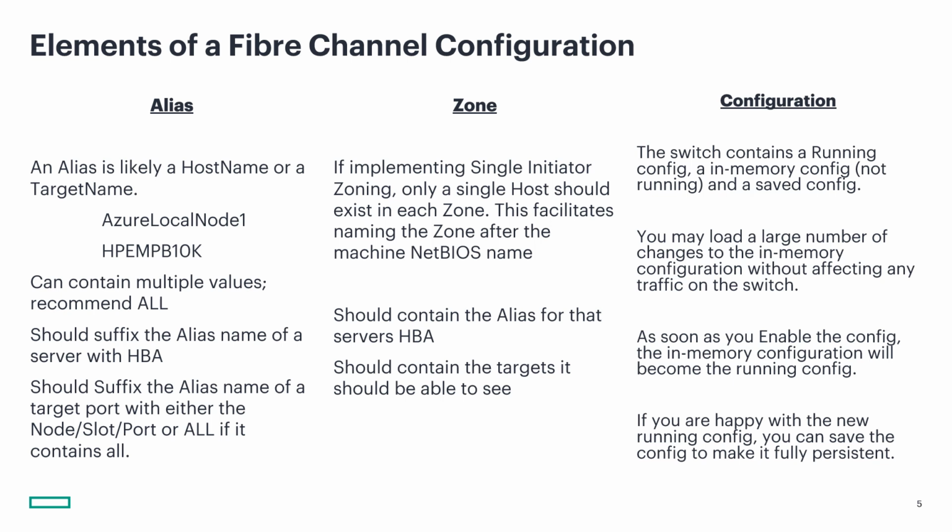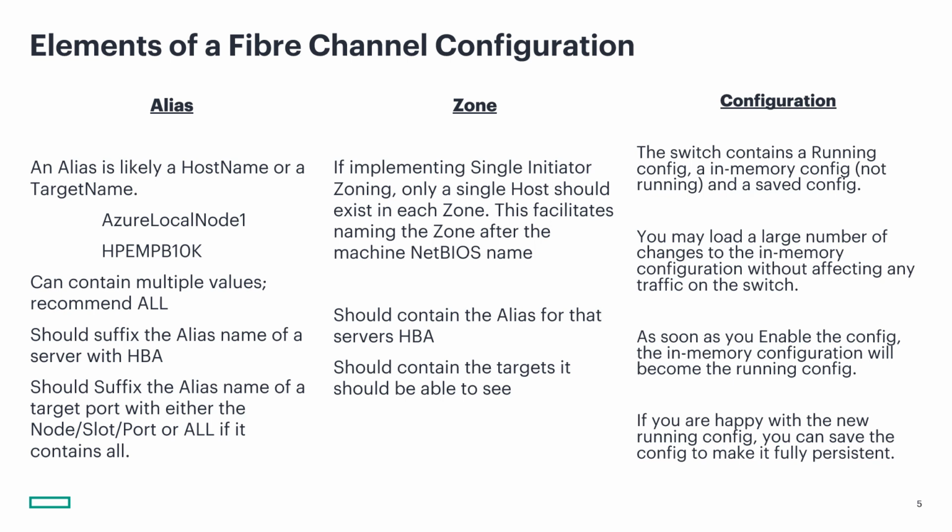So what you do is you create a zone with the same NetBIOS name as your server, and the only thing you put in that zone is the alias for its HBAs. Let's say your machine's called Azure Local Node 1. So you make a zone called Azure Local Node 1, and inside of it, it will have an alias called Azure Local Node 1 HBA, and it will have another alias called HPE MP B10K all. And then you save that zone. Once you save that zone, those two things can now see each other.